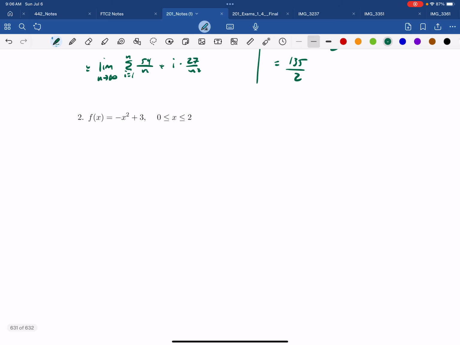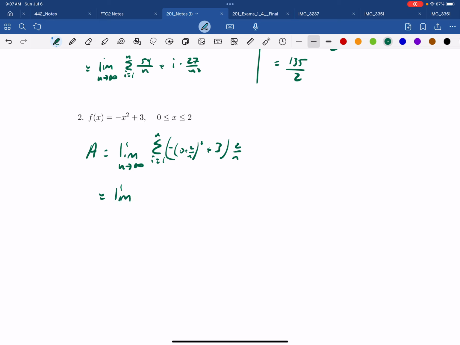And then one more. This is maybe a little bit more work. Not terribly, because at least we start at 0. Limit as n approaches infinity of the sum from i equals 1 to n of, and again, it's going to be negative xi squared plus 3. But instead of xi, we're writing 0 plus 2 over n, squared, because delta x equals 2 over n. And all of this is times 2 over n.